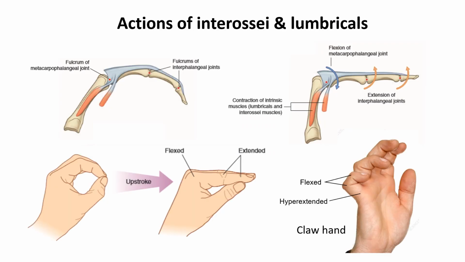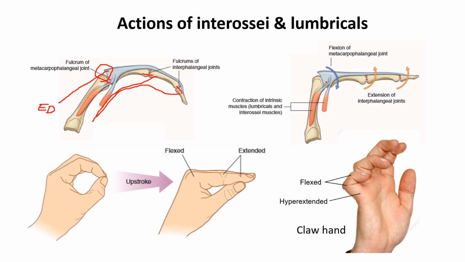To better understand the concept of claw hand and how loss of function of the small muscles of the hand can lead to this deformity, we need to review the actions of these muscles. As you already know, the extensor digitorum are the main extensors of the metacarpophalangeal joints. They don't act on the interphalangeal joints. This is due to mechanical limitation opposed by the flexor digitorum profundus and flexor digitorum superficialis.